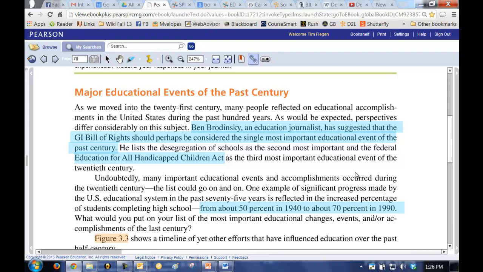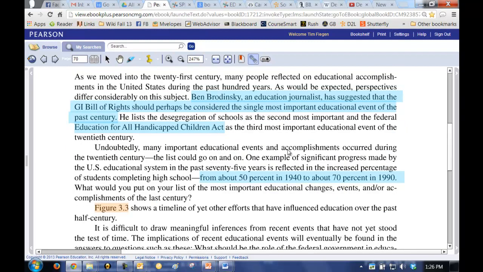And I don't know how you pick the GI Bill. He lists desegregation of schools as second most, and 94-142, the Education for All Handicapped Children Act, as the third most important. Interesting. And there are others. The list would go on.